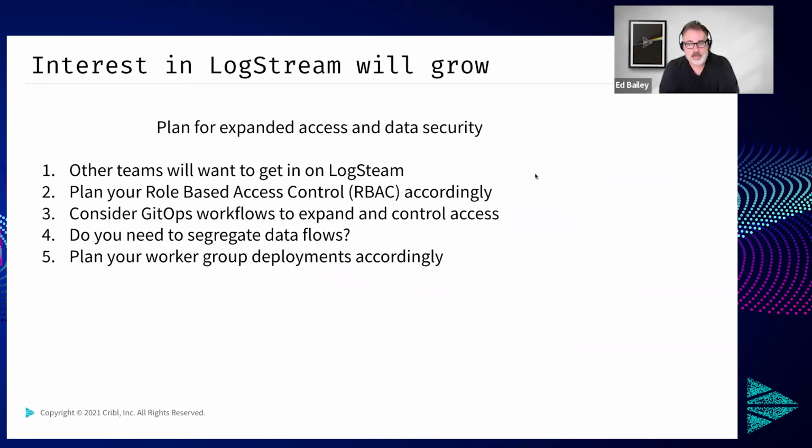Also plan for interest in Logstream to grow as people find out about it. So you want to start thinking early on about your role-based access control, creating your LDAP groups, probably your AD groups, to be able to segment your access to what you need. Start considering the GitOps workflows that were just released as another way to manage access and control. You don't want everybody and your brother to have root access and be able to have conflicts. You can especially run into conflict as you're committing to Git, potentially on the same pipeline. Those are the kind of things you just want to avoid.